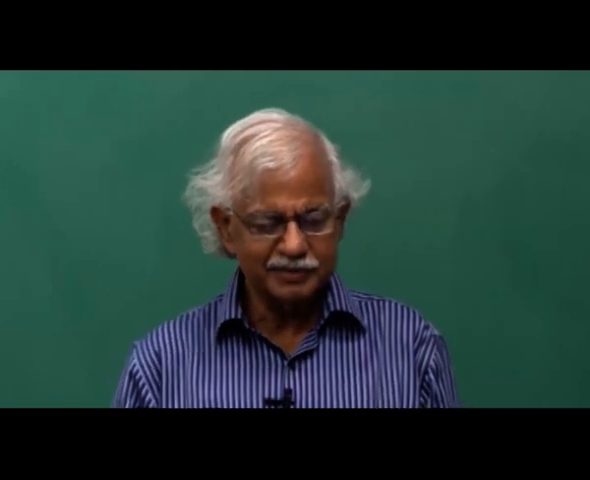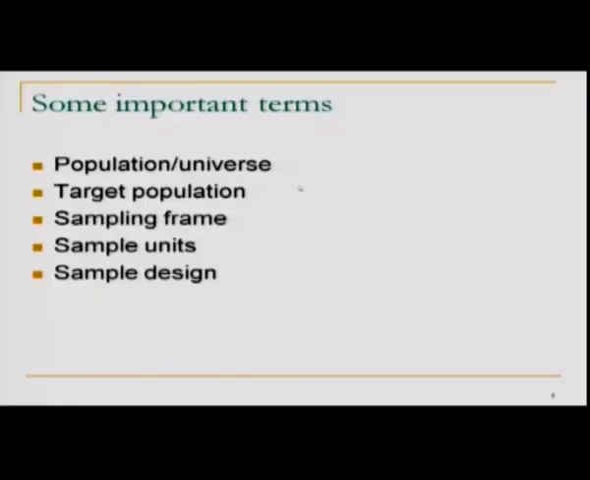Some important terms in sampling are population or universe. Population is the whole population for which results need to be generalized. Then from population you come to target population. Target population is less than the population or universe. Target population is that in which sampling will be done.